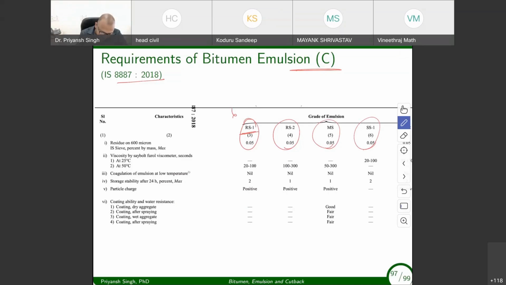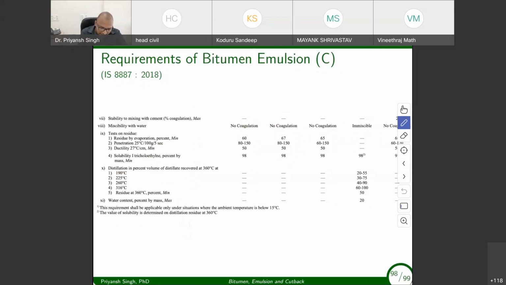In order to grade any emulsion in these grades, we need to satisfy different tests, which are residue on 600 micron sieve, and viscosity at 25 and 50 degrees Celsius. Now, this viscosity is not measured by using any capillary viscometer. It's the Saybolt viscometer viscosity. Then coagulation of the emulsion at low temperature, storage stability, particle charge, and the coating ability and water resistance.